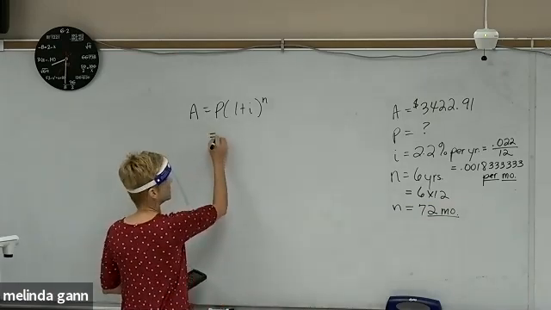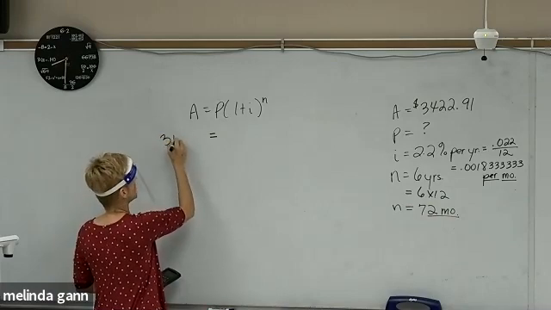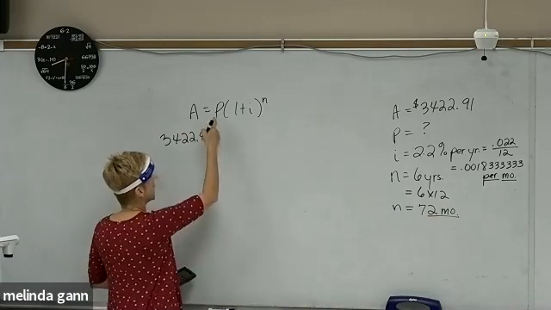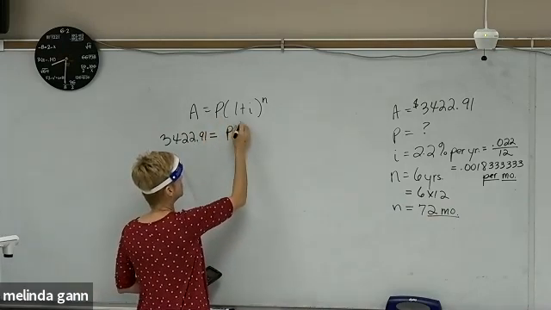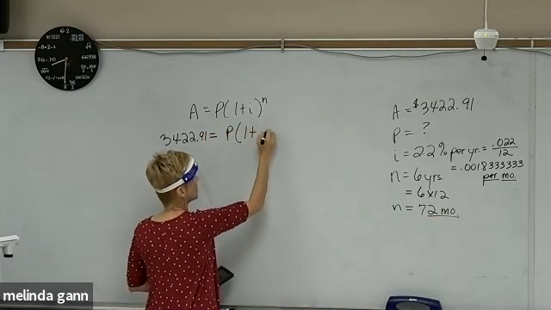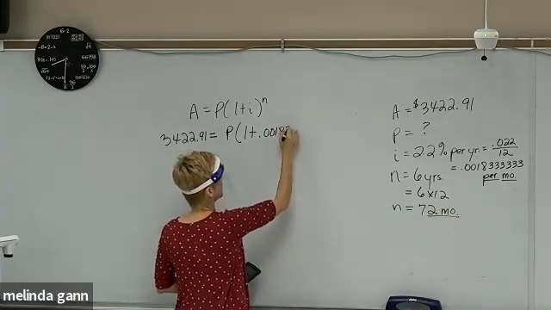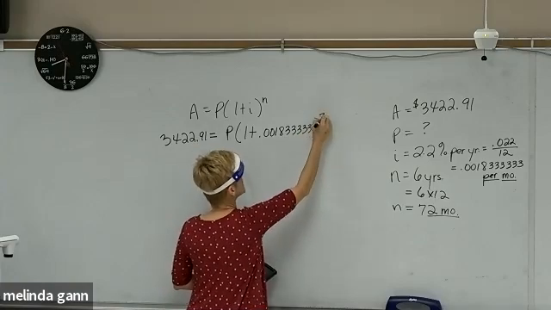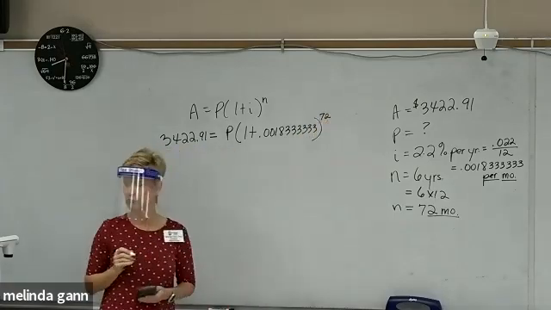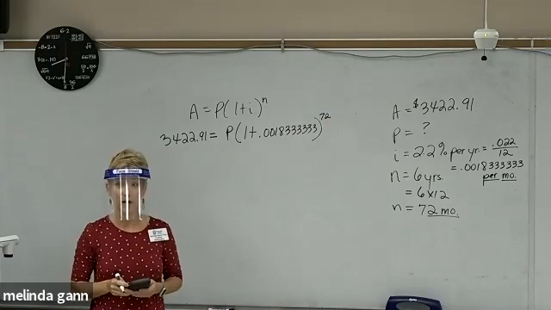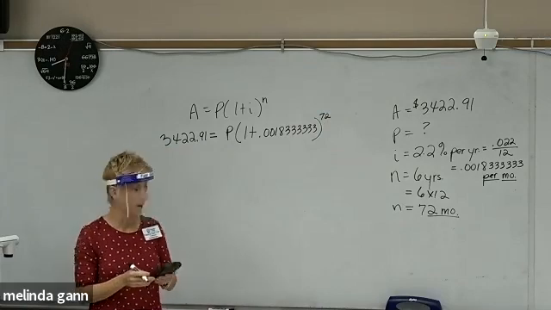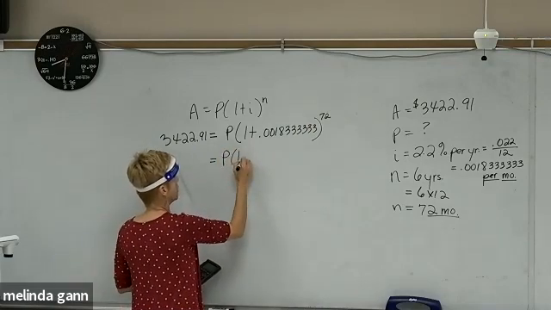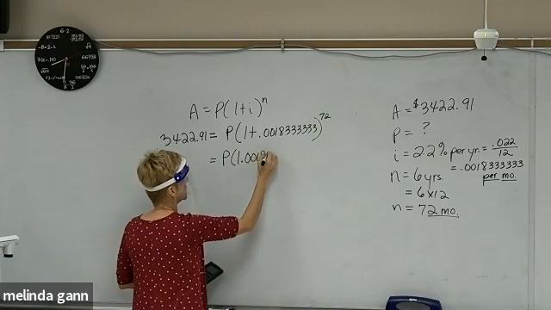So let's plug in. My end amount is $3,422.91. And my P, I don't know. And I've got 1 plus 0.0018 and then a bunch of 3s. And then my power is a 72. Everybody feel okay about it? Okay? So you told me the first thing I do is parentheses. I'm going to have to do that first. So 1.0018 and all those 3s.